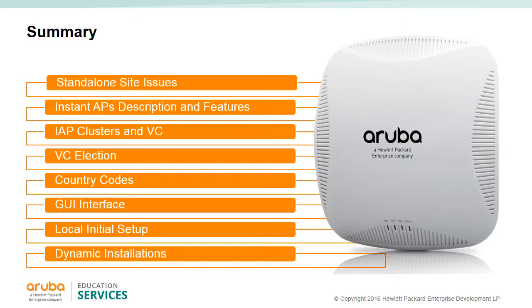In this module, we saw the standalone site issues where an IP can be helpful. We described the IP features. We looked at the IP clusters and virtual controller, and we looked at the virtual controller election process. We talked about country codes. We looked into the very beginning of the GUI interface. We looked at how we can do a local initial setup, and we also looked at how we can do dynamic installations.